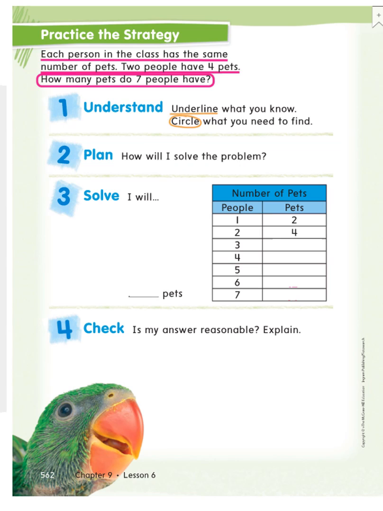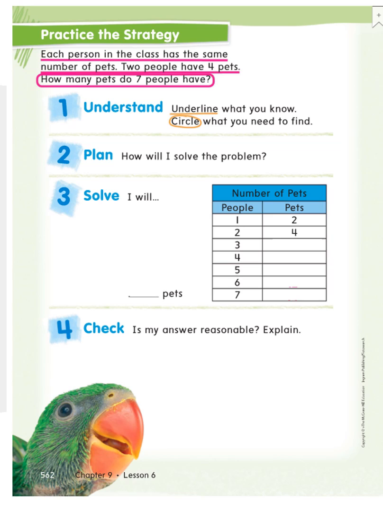Okay, so let's take a look at page 562. And we have a word problem at the top I've already underlined and circled. Each person in the class has the same number of pets. 2 people have 4 pets. How many pets do 7 people have?